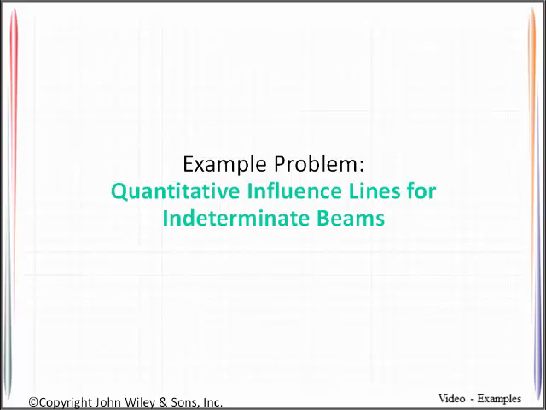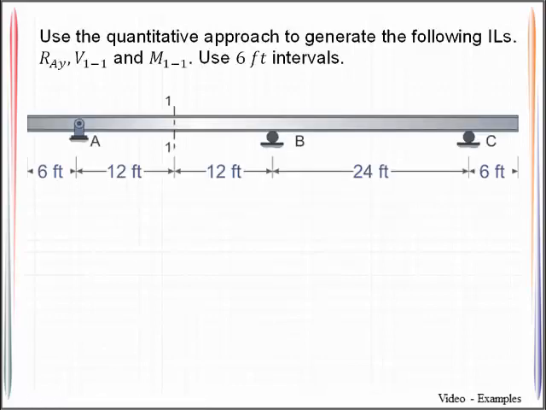Well, hello again. In this example, you will learn how to generate numerically based influence lines for beams. Specifically, we will be taking a look at this multi-span beam, and we're being asked to identify the influence lines for three separate responses: that for RAY, the reaction at A, the shear at section 1-1, that's this one right here, and also the moment at that location. We are being asked to provide values at 6-foot intervals along the length of the beam.